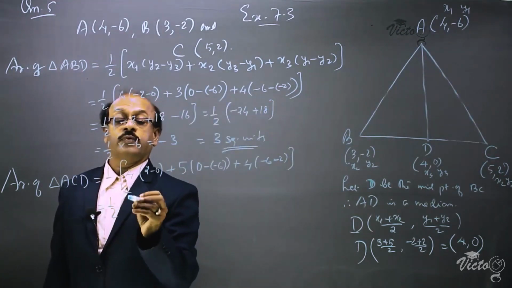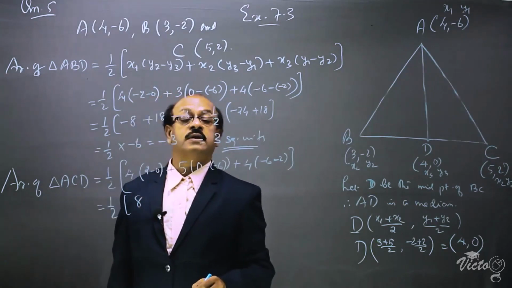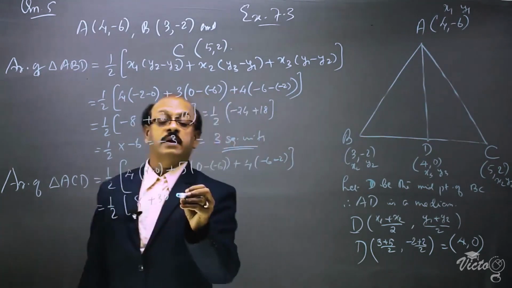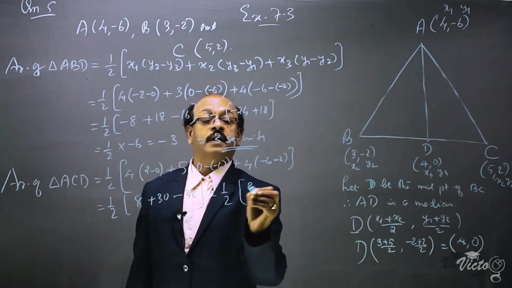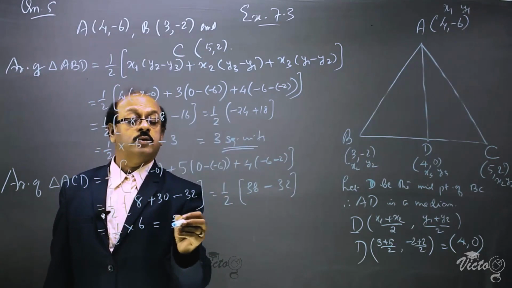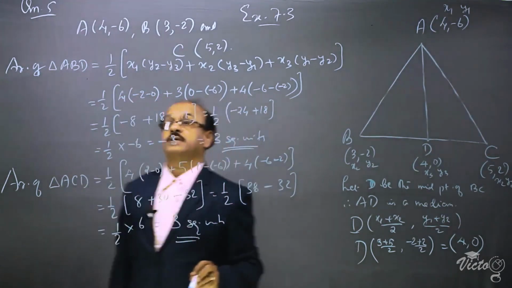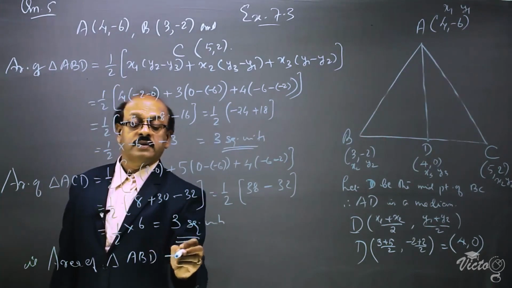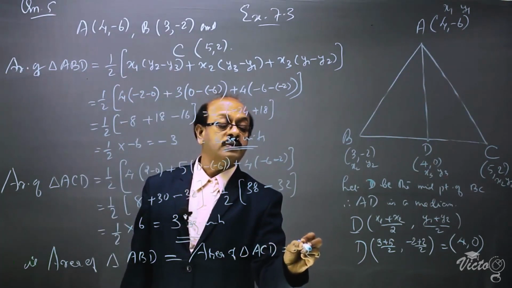This is equal to half into 2 minus 0. It is 2, 4 into 2 is 8. Now, minus of minus is plus 6. 5 into 6 is 30. Now, minus 6 minus 2 is equal to minus 8. Minus 8 into 4 is minus 32. This is equal to half into (30 plus 8, 38, minus 32). This is equal to half into 6, which is equal to 3 square units. That is, we are getting area of triangle ABD is equal to area of triangle ACD, which is equal to 3 square units.